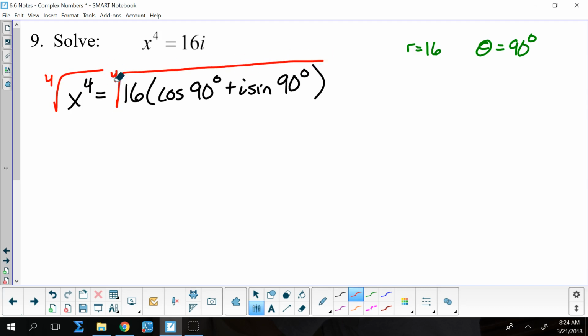Why do you only need one solution when you're bringing it to the 4th power, but when you're taking the root, you need 4? What do you mean? What was the theorem we learned? De Moivre? Yeah, when we use that, you just get one solution.